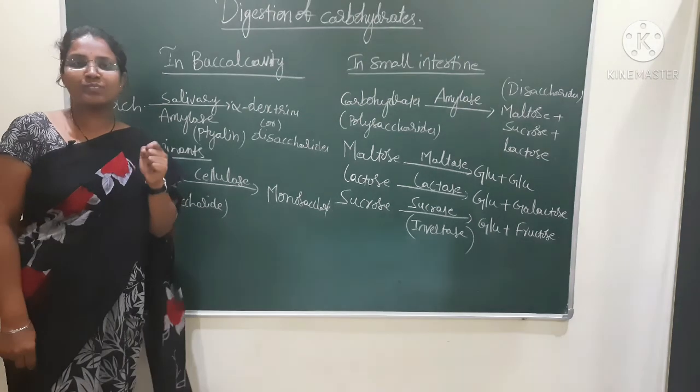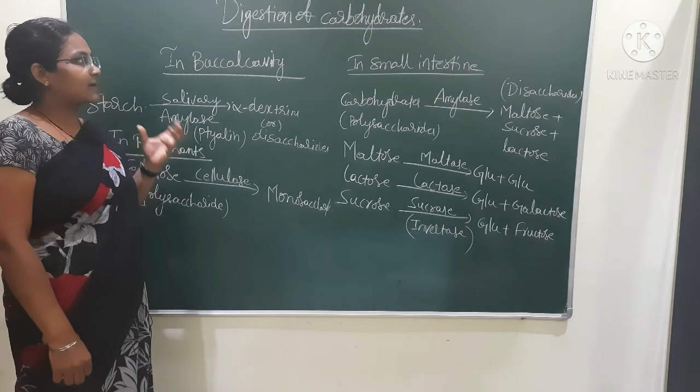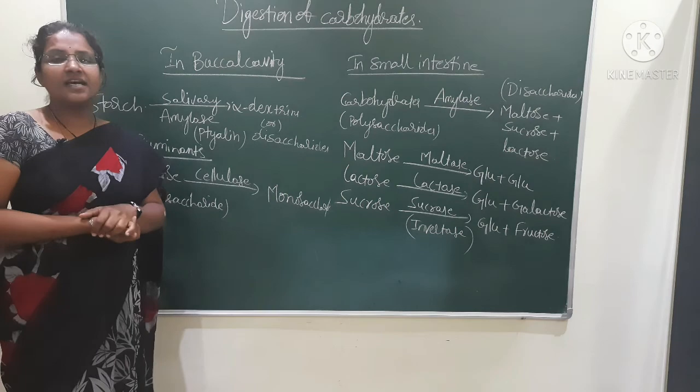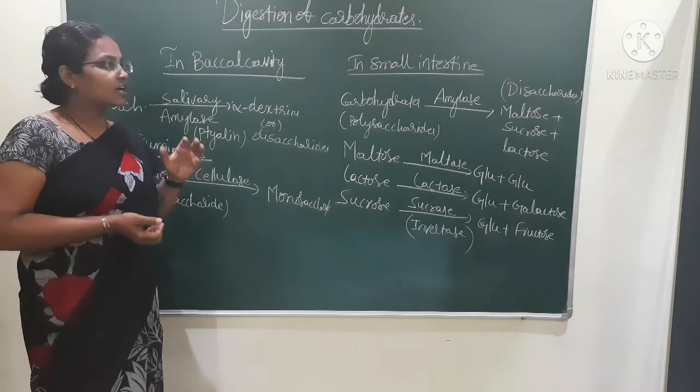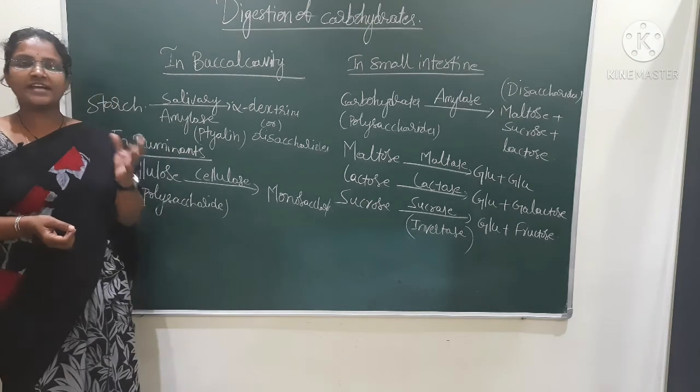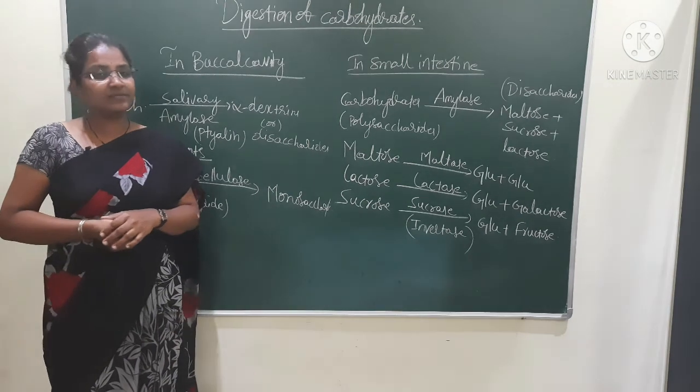I explained the digestion of proteins. Now I will explain the digestion of carbohydrates. Here, in the physiology of digestion, different components of food are digested in different parts of the digestive system.